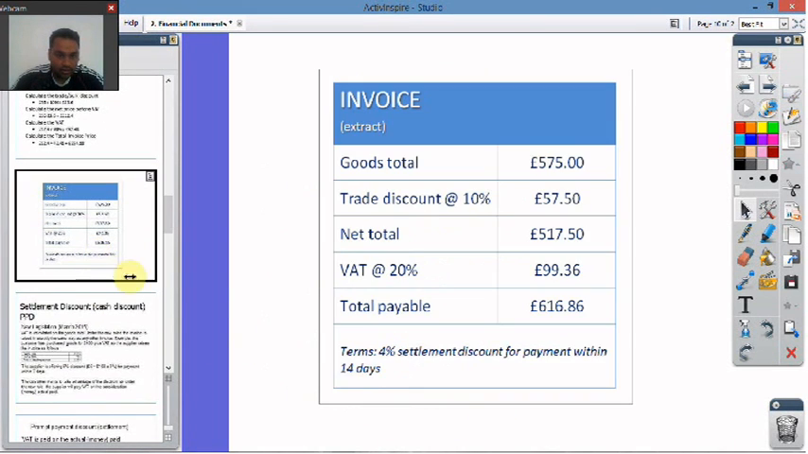with the discount. So this is what it would look like on an invoice. So you've got the goods total, you've got the trade discount, you've got the net, you've got the VAT on top of that, and then you've got the total payable.